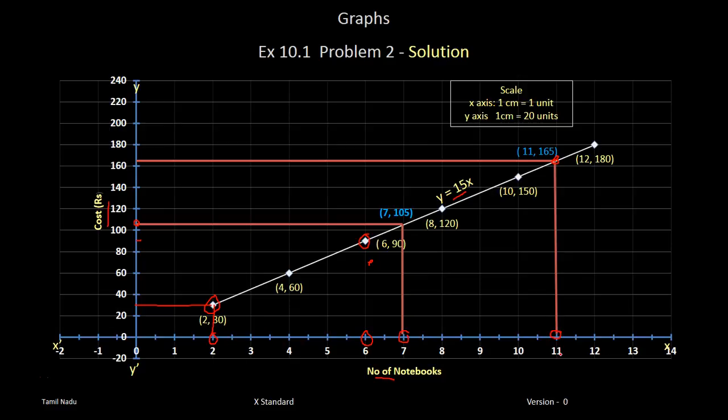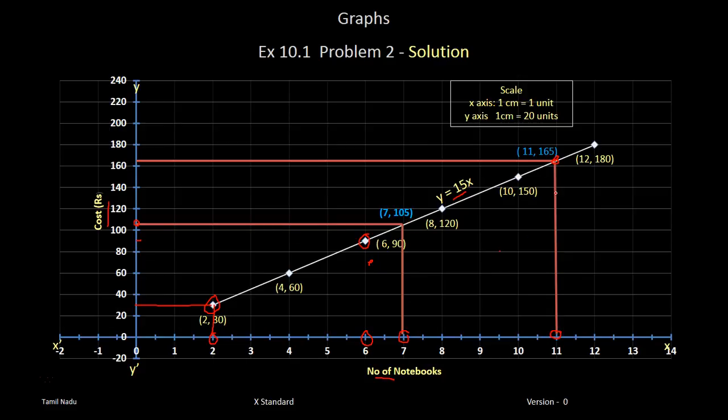Anyway, you know, cost of one notebook is 15. You can also quickly check. 11 into 15 is 165. 7 into 15 is 105. That is a way you'll have to check, because y equal to 15x, right? So when x is equal to 1, you get y equal to 15. Which means cost of one notebook is 15, and it is a constant price, right? So 7 notebooks will cost you 7 into 15, that is 105 rupees. That is coming out correctly.